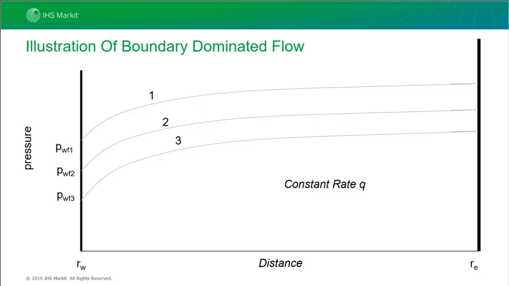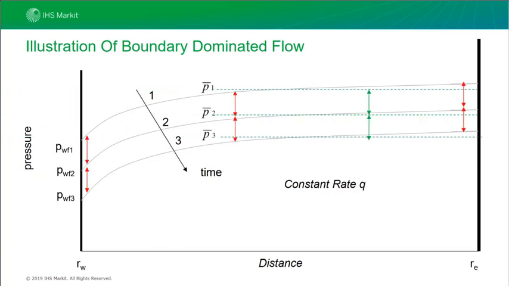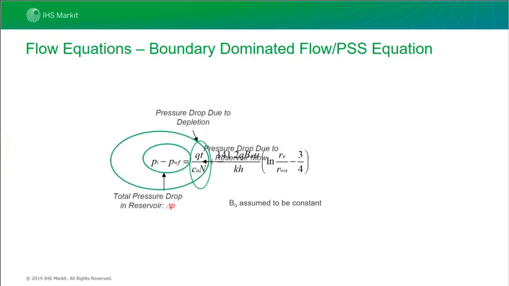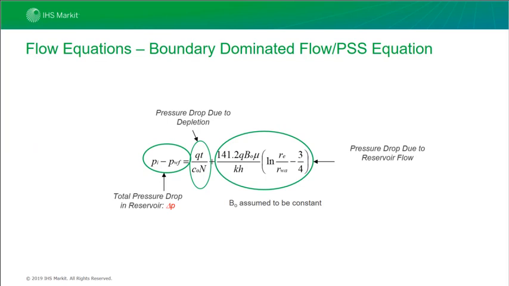This behavior is what is fundamental to the concept of boundary-dominated flow, and this is what makes rate transient analysis work. When you're in boundary-dominated flow, pressures drop in the reservoir by the same amount anywhere in the reservoir. The pressures at the boundary will be dropping by the same amount as near the wellbore. So here is the equation that represents boundary-dominated flow and is also known as a pseudo-steady-state equation. It consists of two parts, the pressure drop due to depletion and pressure drop due to reservoir flow. We'll revisit this equation and the transient ones a little later in the series.